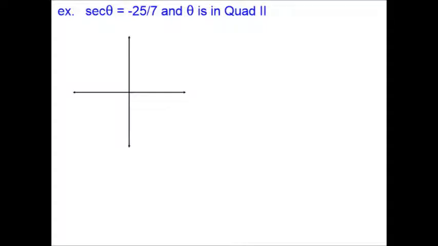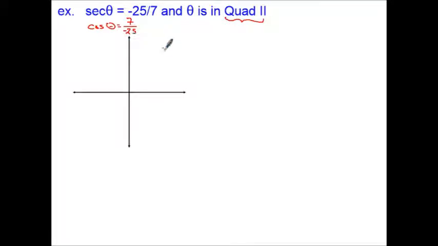Alright, now on the surface, this problem might look just like the last one, and maybe even possibly easier, because instead of giving us some crazy inequality, I'm actually telling you what quadrant we're going to be in. The trick of this one is that the secant of theta is negative 25/7. Well, maybe the first thing you do is take the reciprocal of that guy, so it's 7 over negative 25.